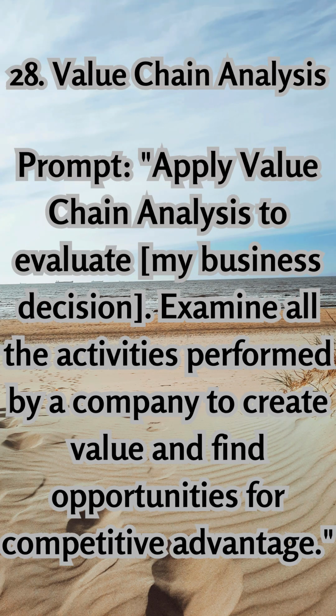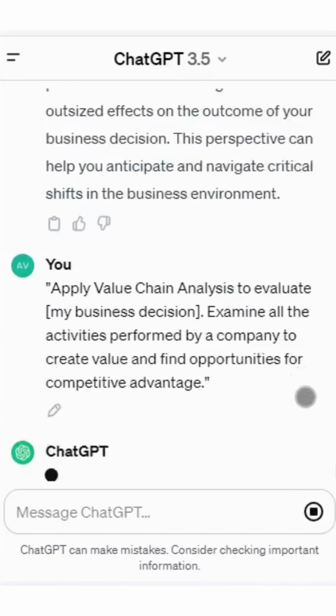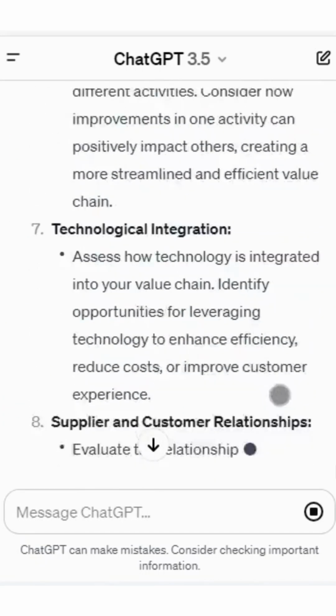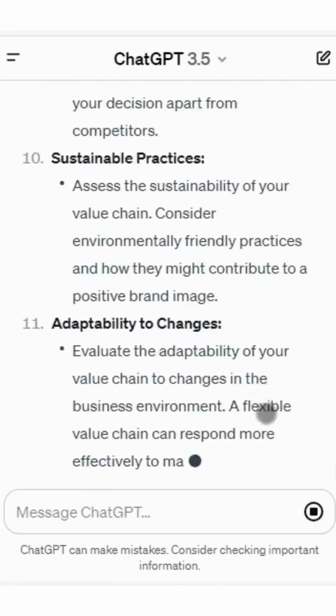28. Value chain analysis. Prompt: apply value chain analysis to evaluate my business decision. Examine all the activities performed by a company to create value and find opportunities for competitive advantage.